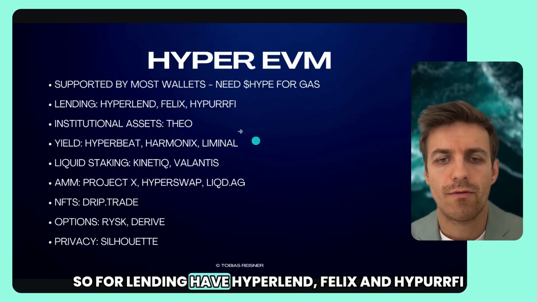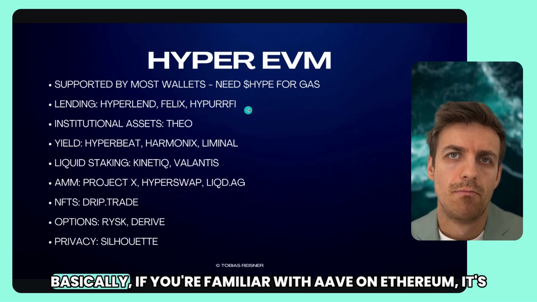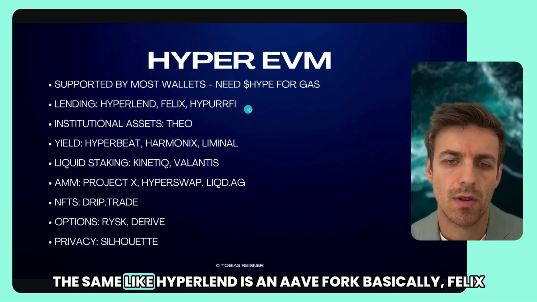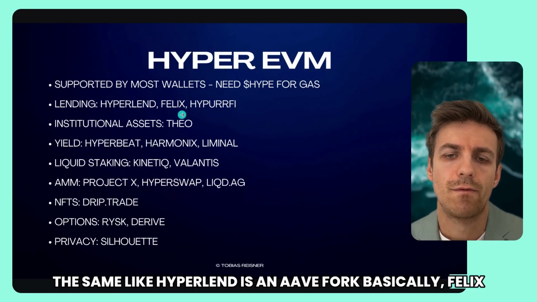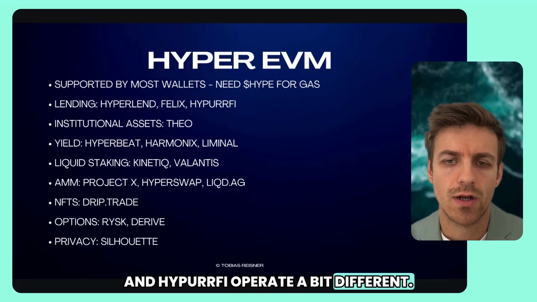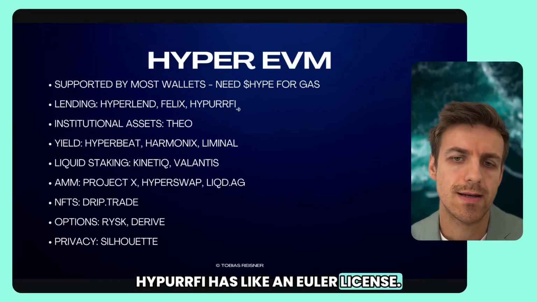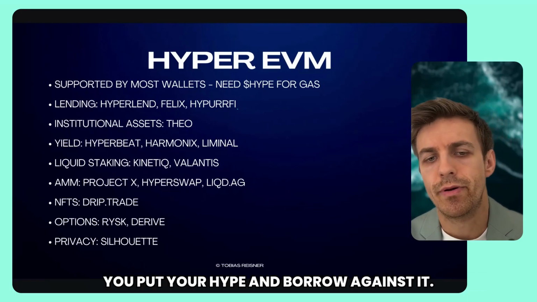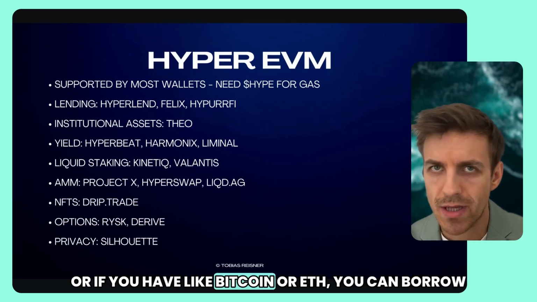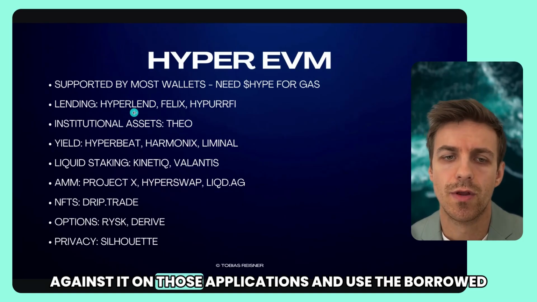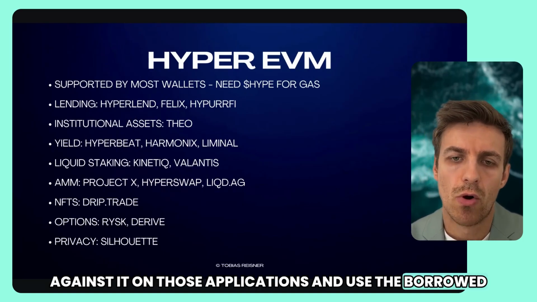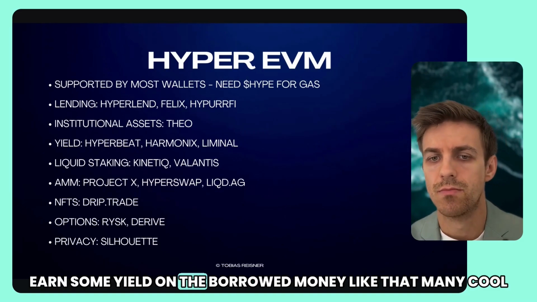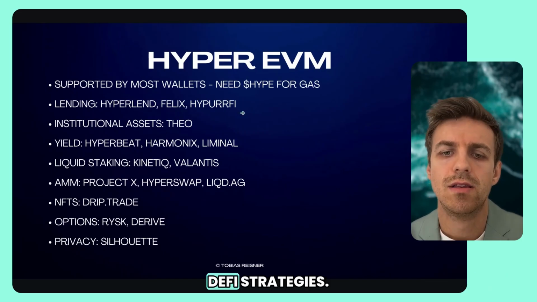So for lending, you have Hyperlend, Felix, and HyperFi. Basically, if you're familiar with Aave on Ethereum, it's the same. Hyperlend is an Aave fork, basically. Felix and HyperFi operate a bit differently. HyperFi has an Euler license. I don't want to get too much into detail, but usually you put in your HYPE and borrow against it. Or if you have Bitcoin or ETH, you can borrow against it on those applications and use the borrowed money to either buy other assets or earn some yield on it. There are many cool DeFi strategies.